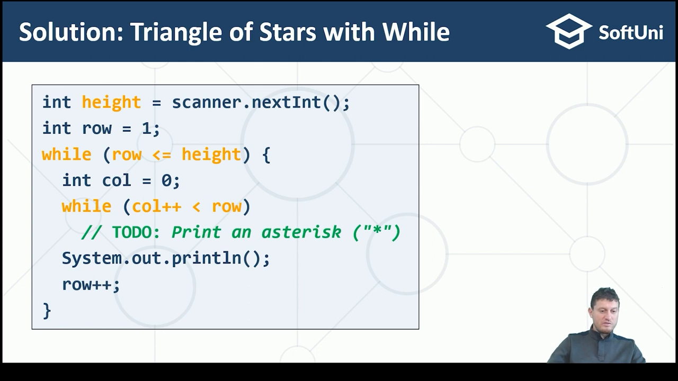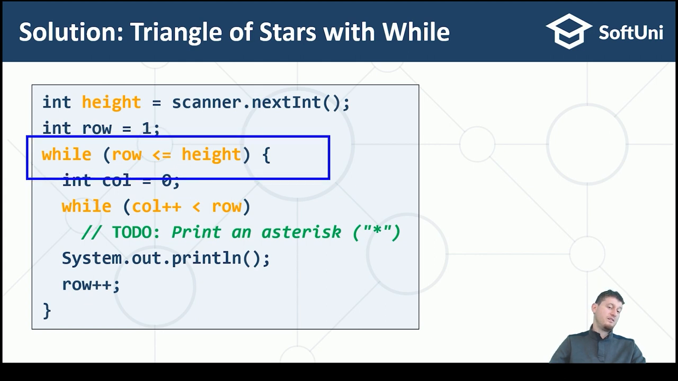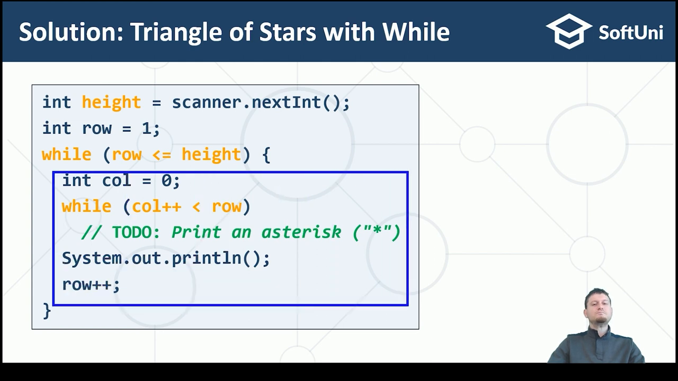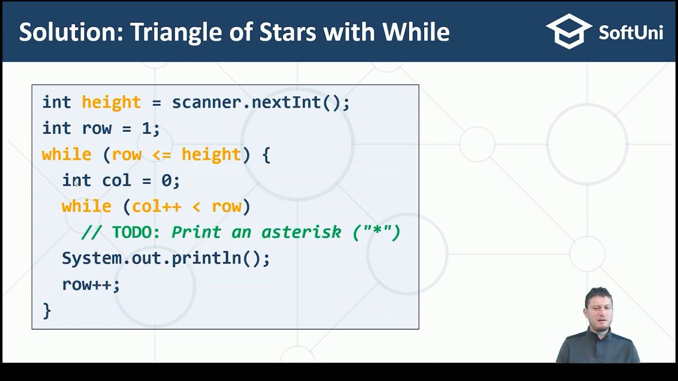Of course, we may have a for loop here as well, because we know in advance how many times we will repeat this block of code. But in this example, I want to demonstrate how to use nested while loops. That's why I solved this problem like this.